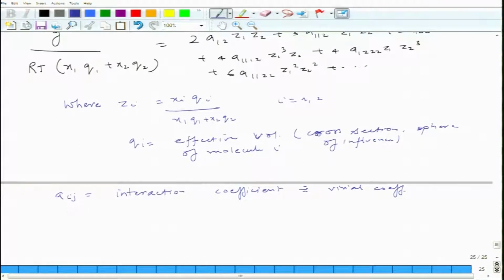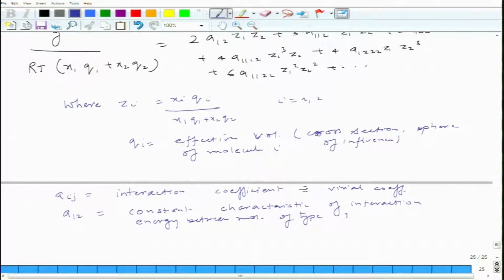So let's ask this question, what is A12? This is going to be a constant, which is basically nothing but a characteristic of interaction energy between a molecule of type 1 and one of type 2. So A12 is basically simply between 1 and 2.